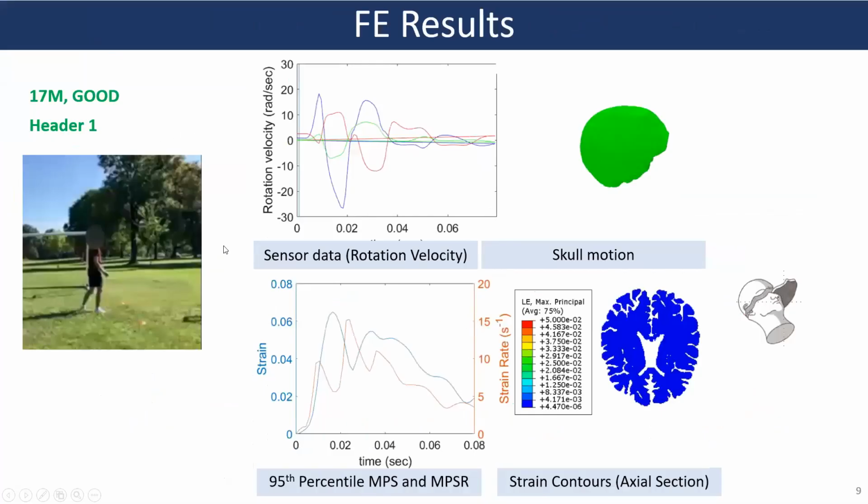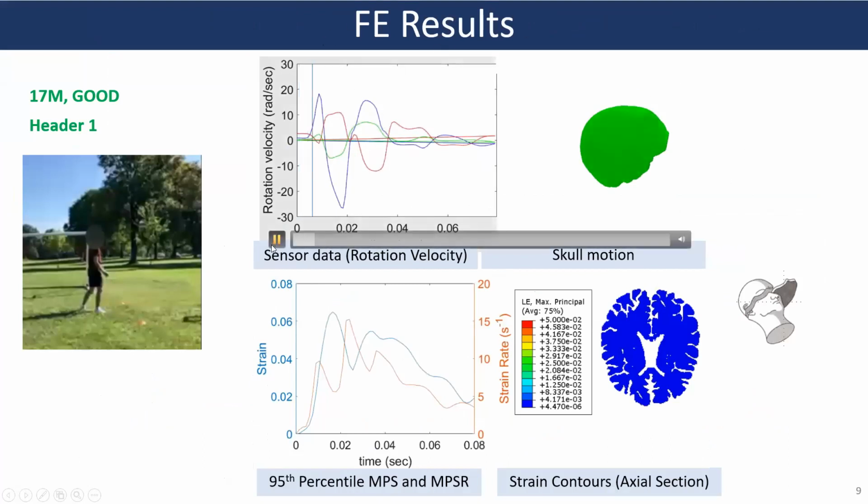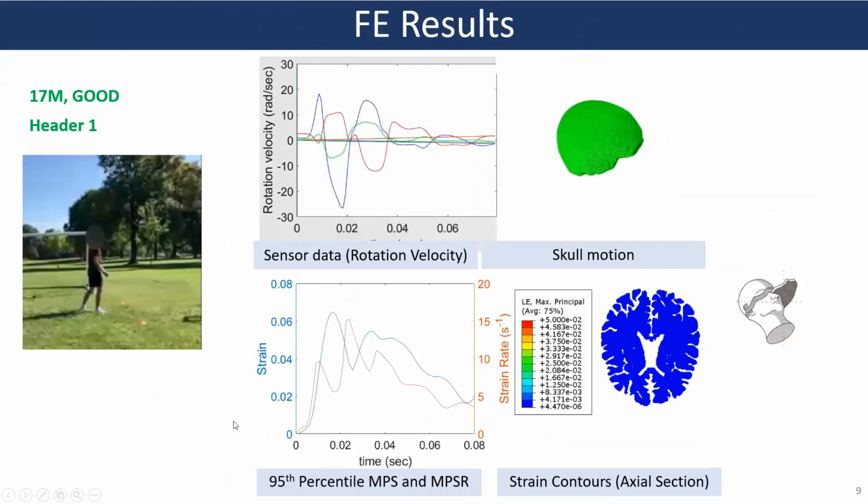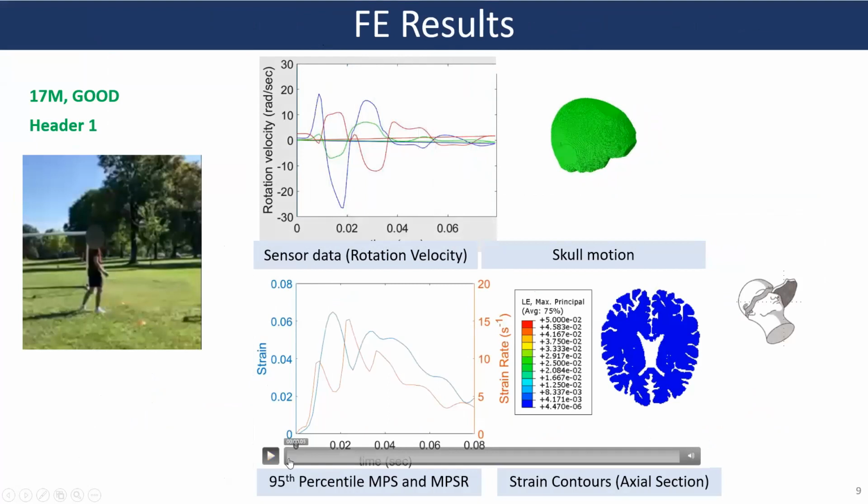So we take a good header and simulate it. So these are the loading conditions, and I just apply that on a head model. And this is the result of the simulation. So on the right, we have these strain contour plots. And what we see here is how the strain goes from the surface of the brain towards the center.